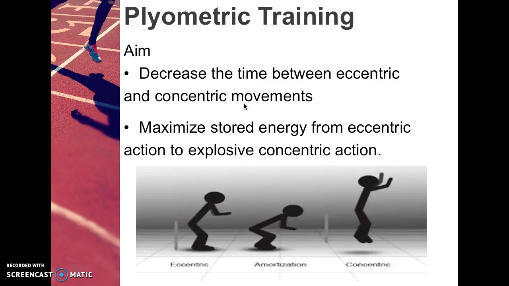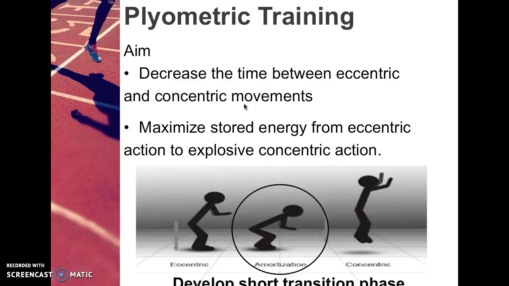Plyometric training. Aim: decrease the time between the eccentric and concentric movements. Again, eccentric is that loading, concentric is the distribution of that load or energy. Maximize stored energy from the eccentric action. Look at the figure on the left. He is loading. Amortization, the middle part, is the time it takes you to get from eccentric to concentric, to that jump phase on the right, which is the concentric jump. The speed in which we do that is the power we have, which will allow us to jump higher and farther.